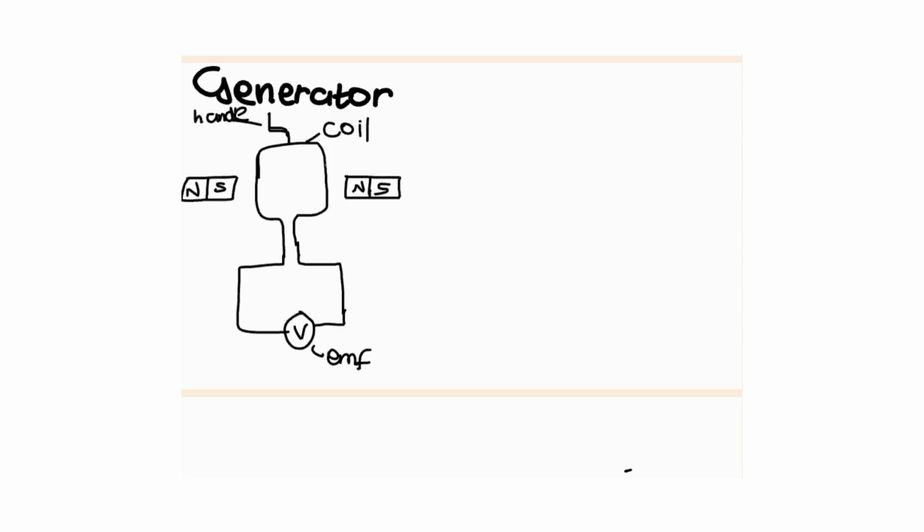So this would be the coil, then this would be the voltmeter. It's not always the voltmeter. We can put any other devices. We can connect a light bulb, and we know if electricity gets generated, the light bulb will be bright.